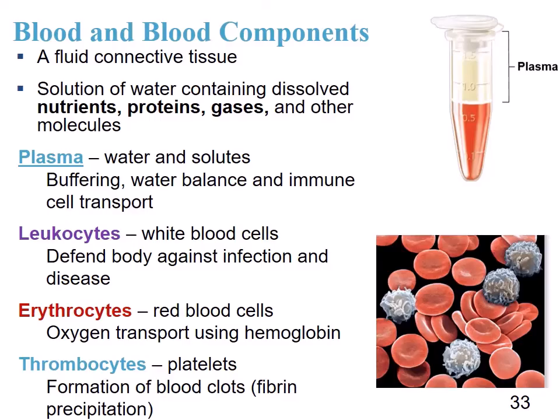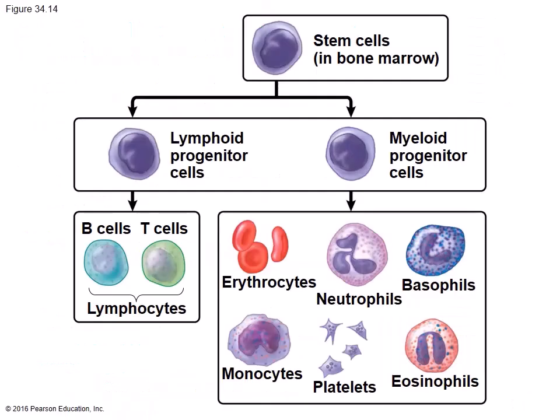Then you've got leukocytes, which are your white blood cells. They help defend against infection and disease. You've got erythrocytes, which are your red blood cells, and they're important for oxygen transport. Ours use hemoglobin. They don't all use hemoglobin, but that's what ours use. And then you've got thrombocytes, which is the $5 word for platelet, and platelets are important for helping form blood clots. So this slide just shows you your stem cells that create your blood cells in your bone marrow, and then the different kinds of blood cells.